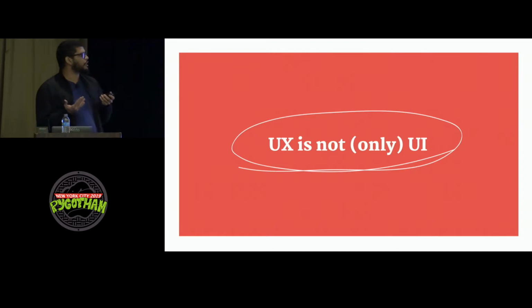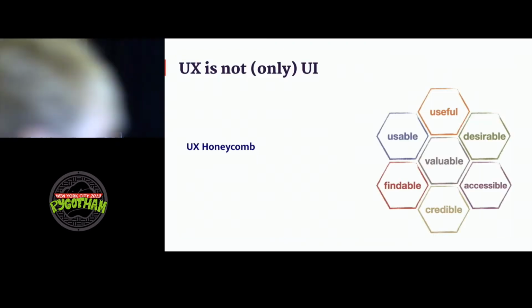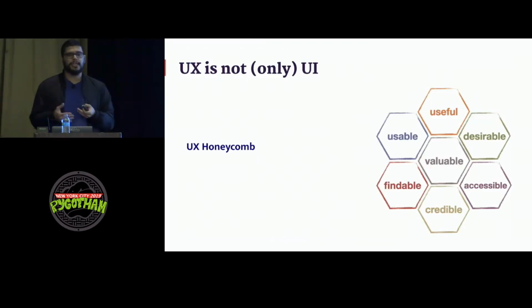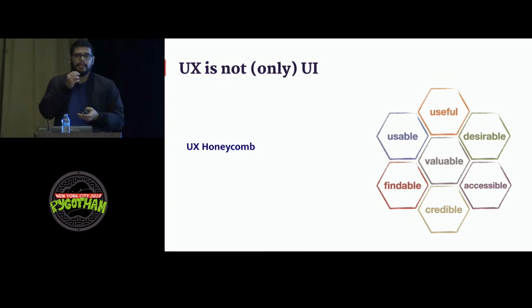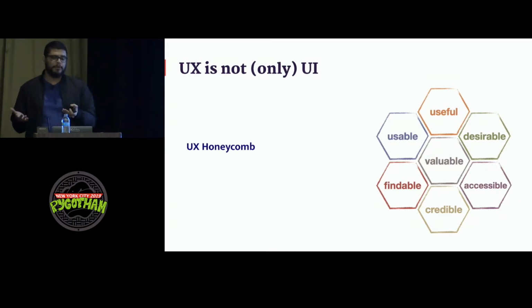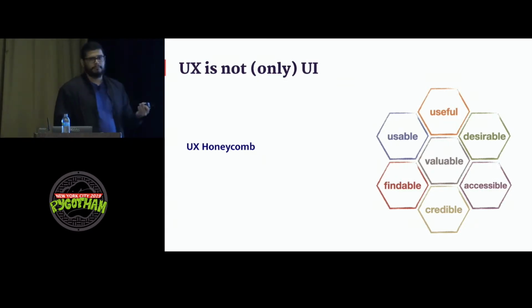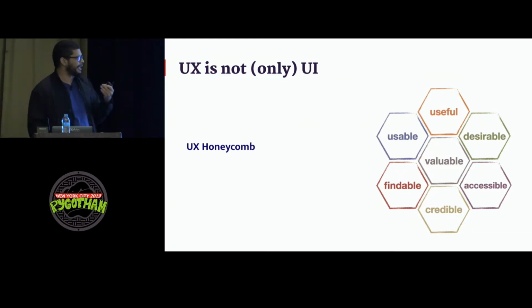But UX is not UI only. In fact, the users can be misled by your UI. Your interface could not be reliable. And this is the UX honeycomb. It gives us 7 values that an interface should give to the user to have a great UX. So it should be usable, useful, desirable, valuable, findable, credible, and accessible.